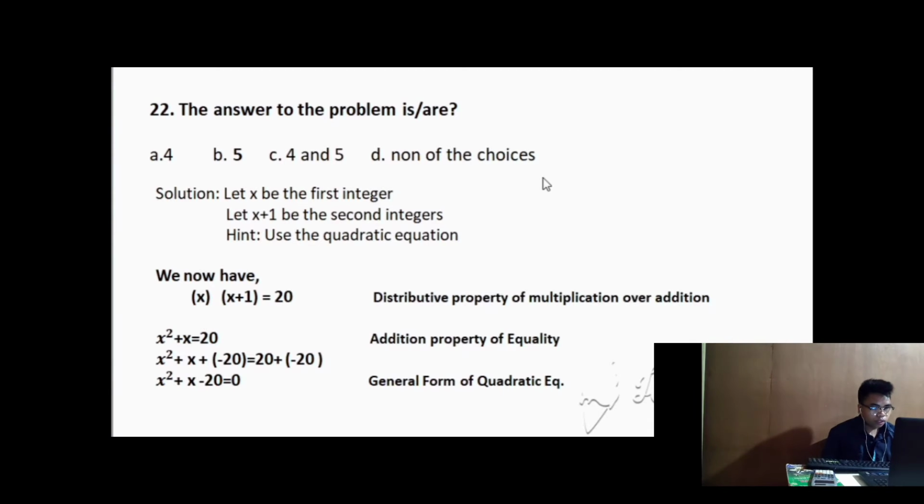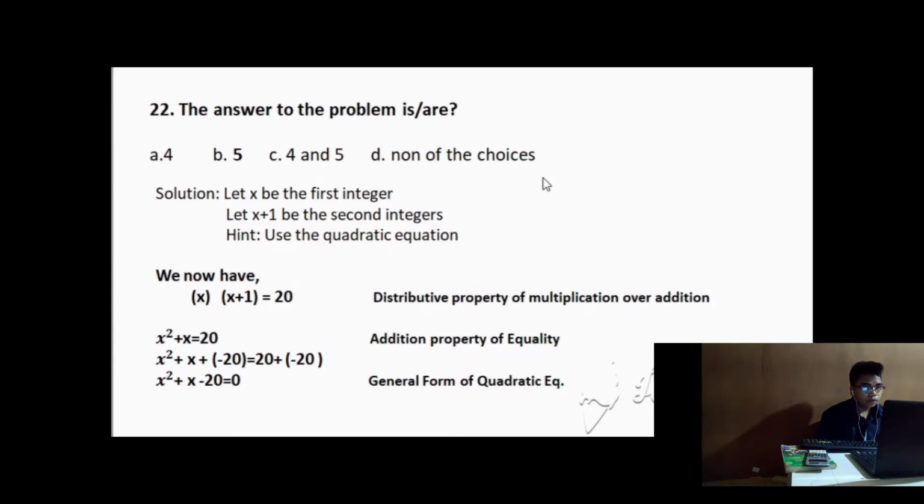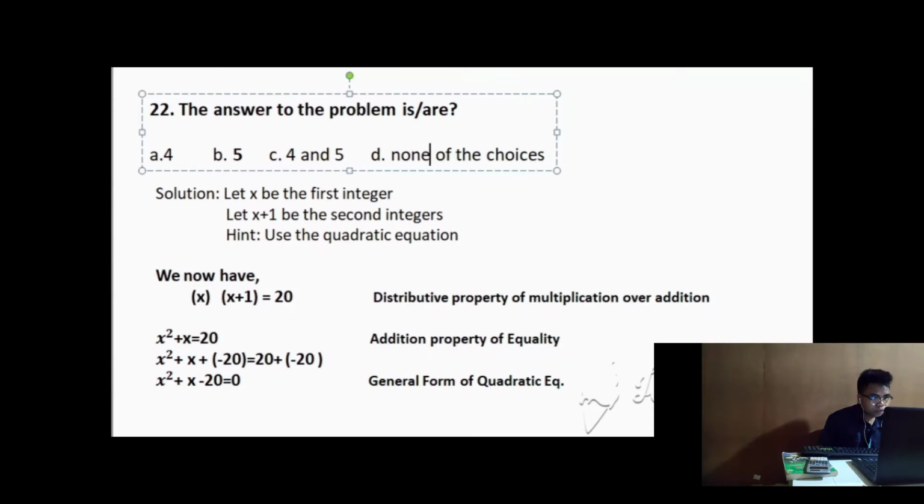I am going to rationalize the item number 22. For the question, the answer to the problem is or are A. 4, B. 5, C. 4 and 5, D. it should be none of the choices. Okay.